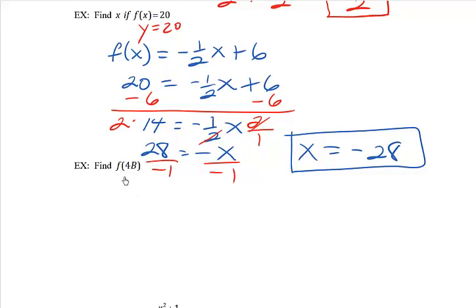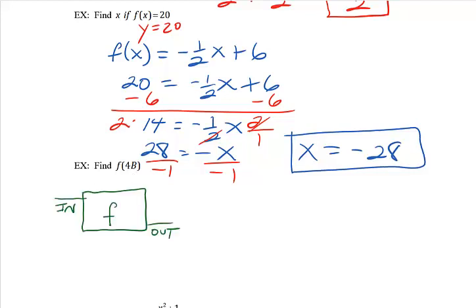This one says, find f of 4b. You say, what in the world is that? What's b? I don't know what b is. It's just some unknown number. I don't care what b is. I'm never going to know what it is. What in the world am I being asked to do here?